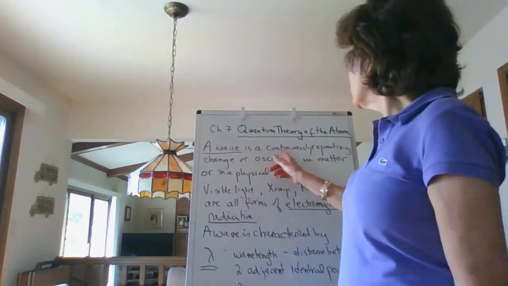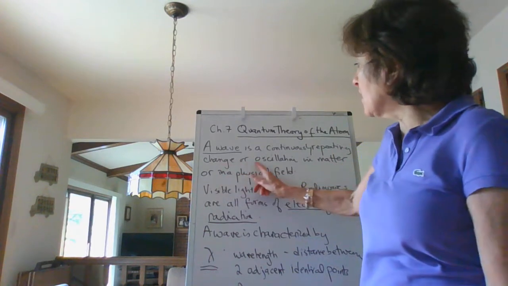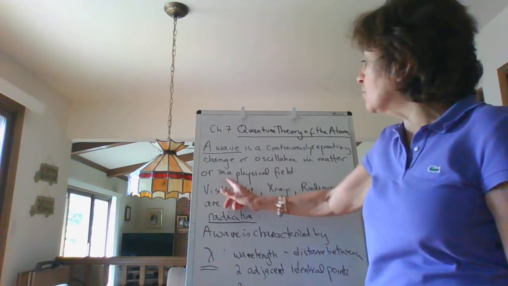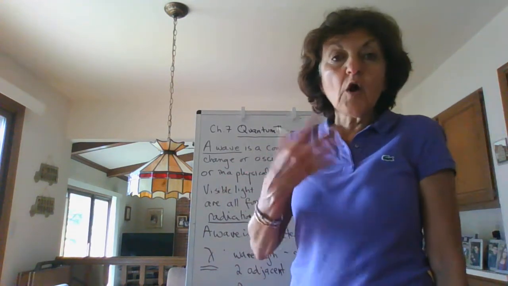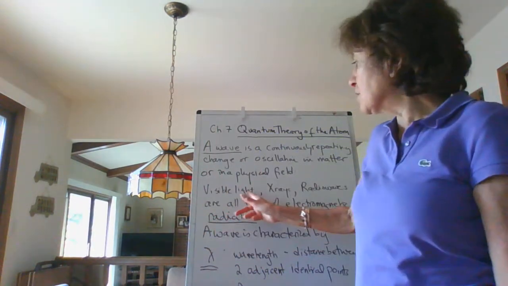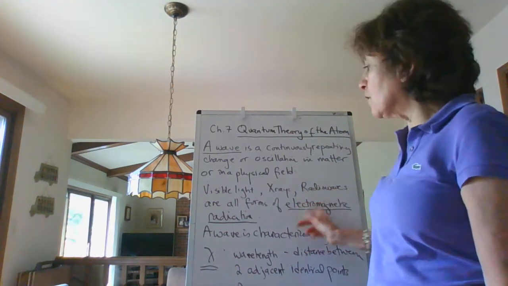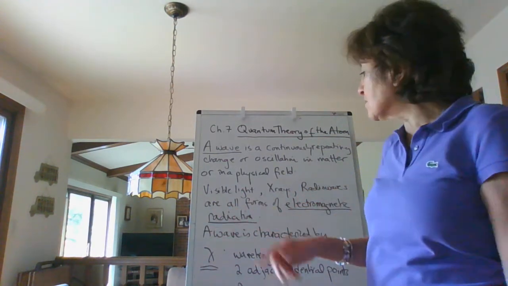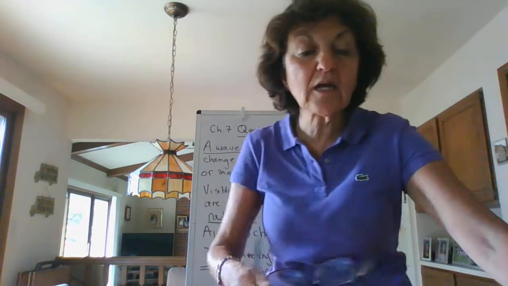A wave is a continuously repeating change or oscillation in matter or in a physical field. What are some examples of waves? Well, light is a wave. Visible light, X-rays, radio waves, they're all forms of electromagnetic radiation.